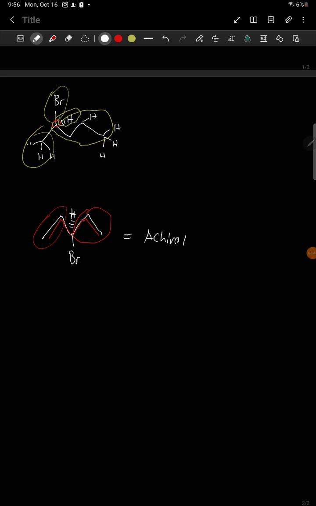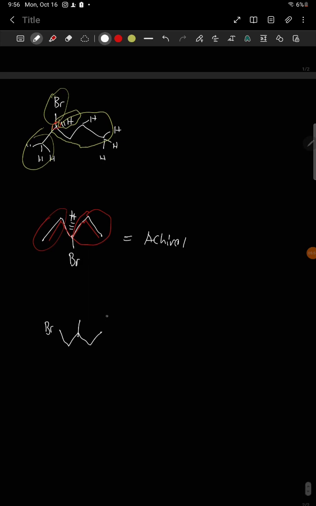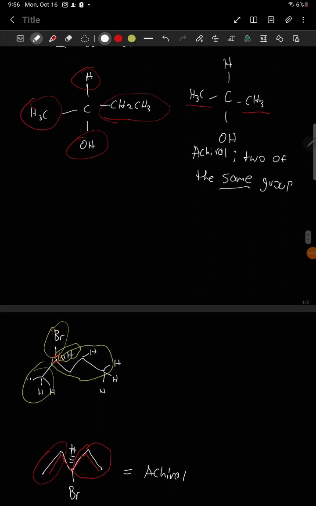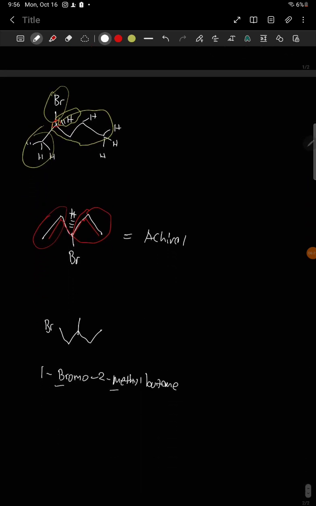Alright, let's look at another example. We've got 1-bromo-2-methylbutane. And just for some nomenclature practice, I'm going to write that out. Note that we put them alphabetically: B comes before the M here. That's why the bromine gets priority.